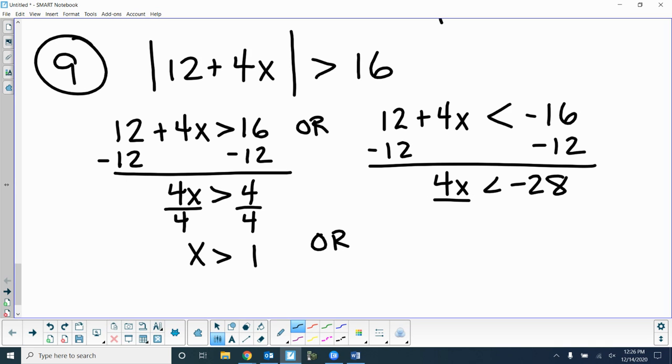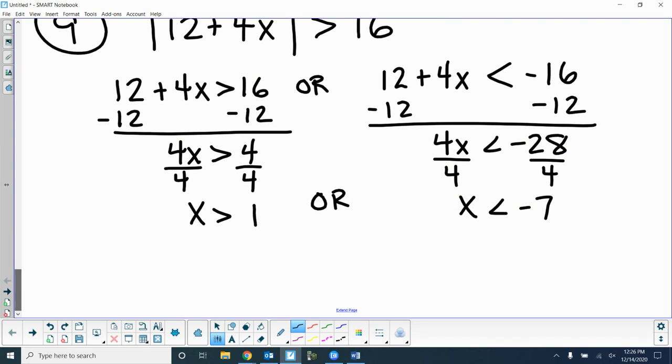-16 minus 12 is -28. Divide by +4, so I don't flip it. There's my two inequalities that come out of this. And I graph it. -7 is down here on the left somewhere. 0's here. 1's about there.